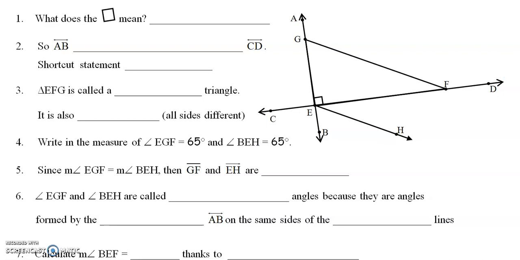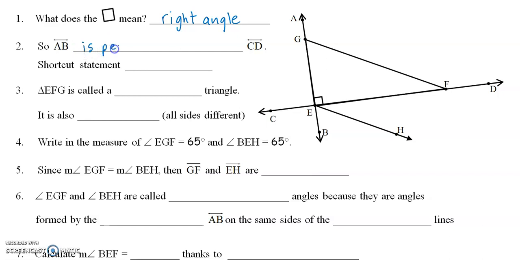It says, what does that square mean? Well, literally, it means a square corner. And so it's a right angle at that spot, a 90-degree corner. And that means that the line AB and the line CD, this one here and this one here, are meeting at a 90-degree corner. So they are perpendicular, okay?